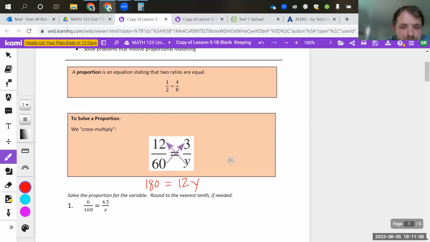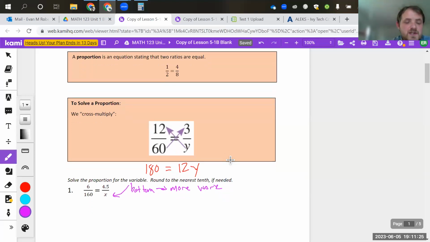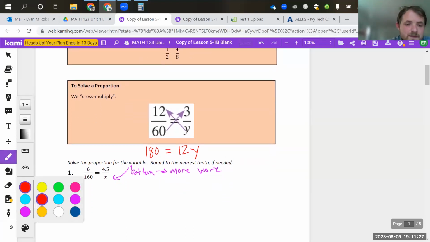When that variable is in the bottom, that is more work. Okay. When it's not in the bottom, your life is actually pretty easy. You don't have to cross multiply, but when it is in the bottom, it does take an extra step to do it. So if I cross multiply here, again, we always cross multiply when there's an equal sign.